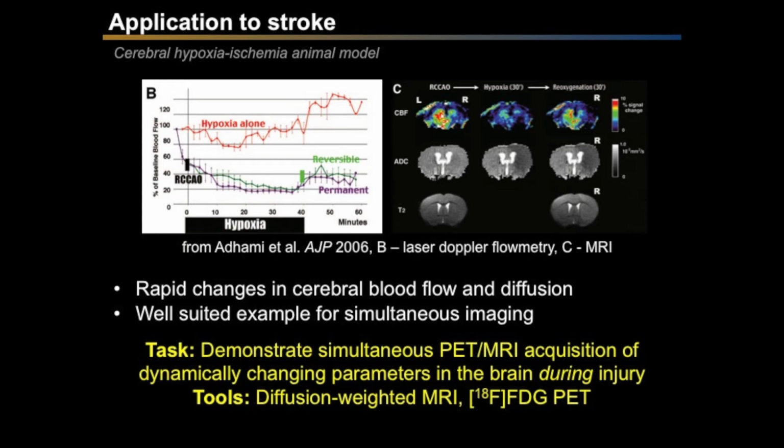Precisely because we can now observe the dynamic changes in the brain as they are occurring during the injury. And in the following slides, I'll show some examples where we image with diffusion-weighted MR and also FDG PET. And I want to emphasize that because this injury is pretty much a one-time, one-shot deal, in order to image this real-time in one animal, you really do need simultaneous imaging.